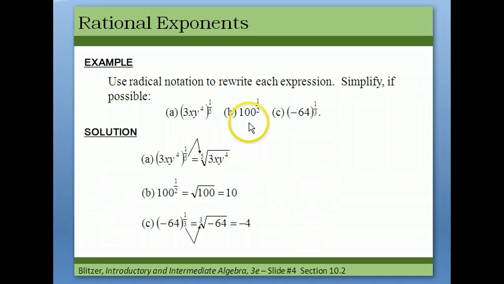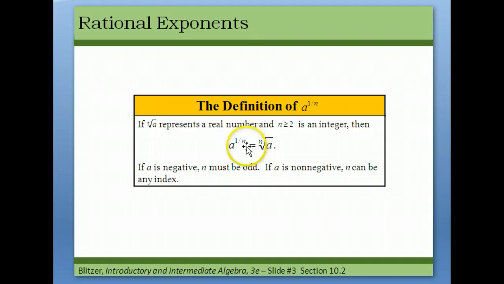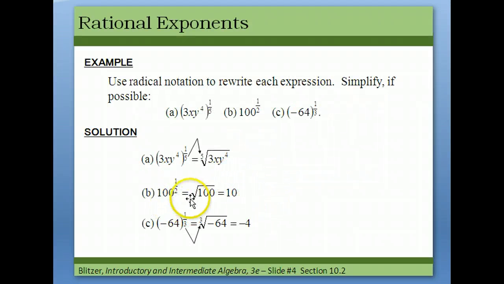Okay, for the second one we have 100 raised to the 1/2 power. Okay, 1/2 means that the n is 2, right? If we go back to our slide here, the n would be 2 in that fraction for the exponent. So we're looking at a square root here, namely. So here we're looking at the square root of 100, which is 10, right? So what that means is 100 to the 1/2 power is really 10, or the square root of 100.